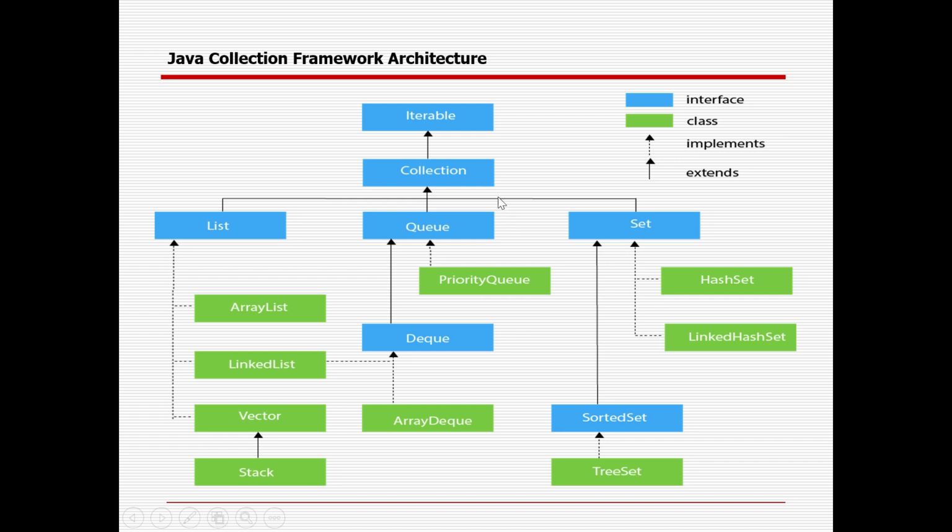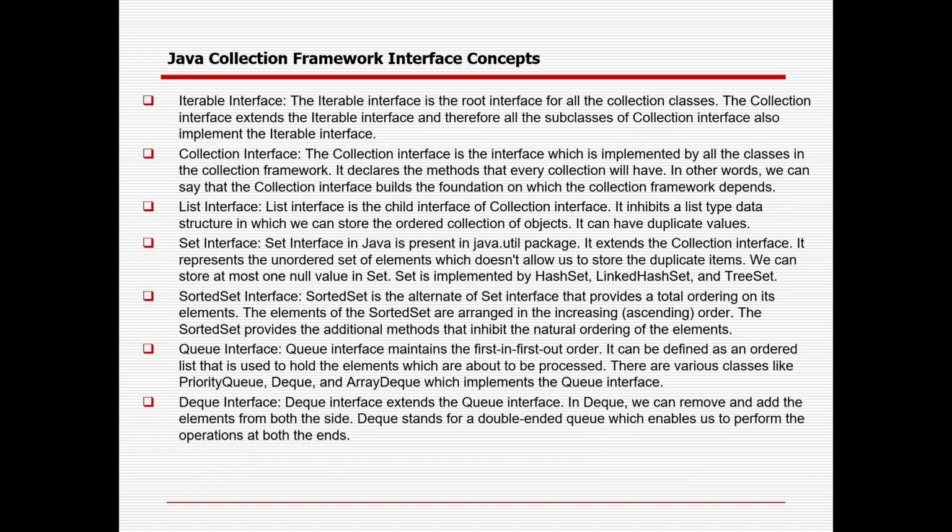Then Queue. Queue is nothing but first in, first out. In whatever order you have entered the data, in the same order you will get the data. So it is first in, first out, FIFO. And Deque means a doubly ended queue. So both sides of the queue are open, and you can do operations from both sides. You can add data from both sides, you can remove data, you can manipulate data from both sides. So that is the importance of these five important interfaces: List, Set, SortedSet, Queue, and Deque.